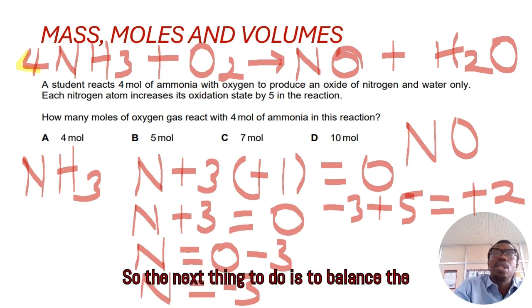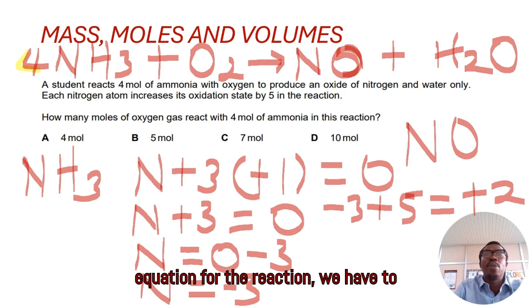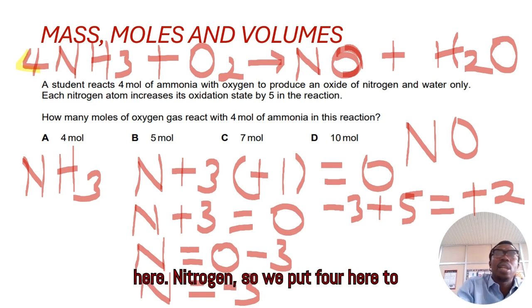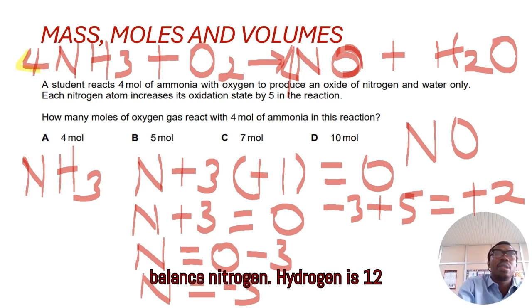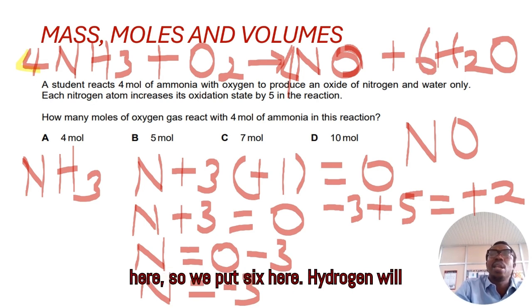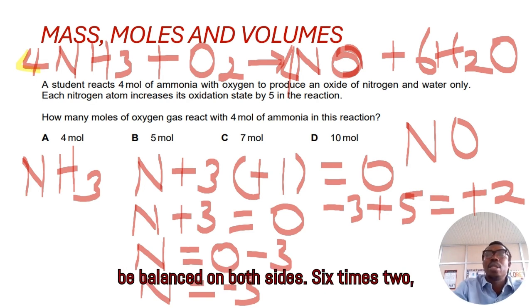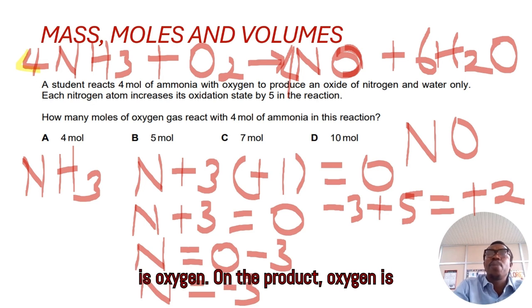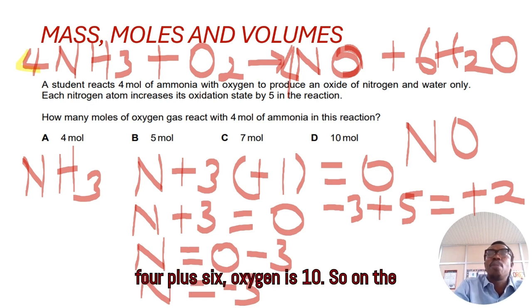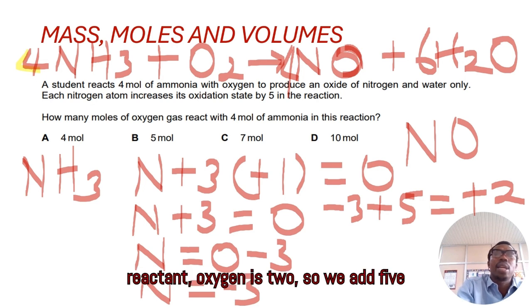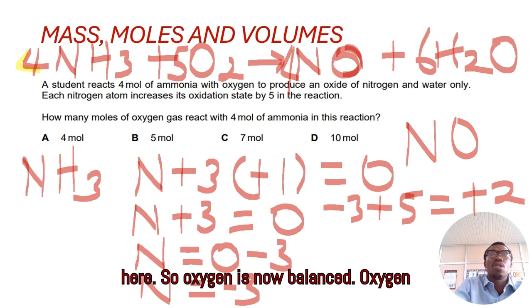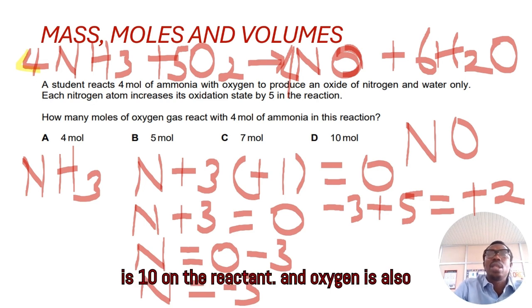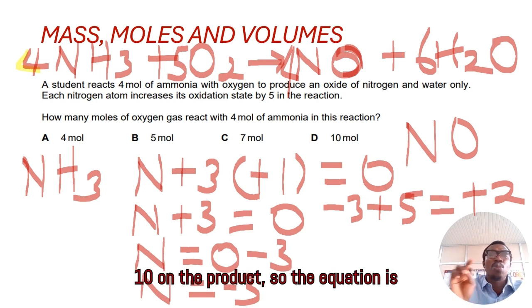So the next thing to do is to balance the equation for the reaction. Nitrogen is 4 here, so we put 4 here to balance nitrogen. Hydrogen is 12 here, so we'll put 6 here. Hydrogen will be balanced on both sides: 6 times 2 is 12, 4 times 3 is 12. So what is left is oxygen. On the product side, oxygen is 4 plus 6, which is 10. On the reactant side, oxygen is 2, so we'll add 5 here. So oxygen is now balanced: oxygen is 10 on the reactant side, and also 10 on the product side. So the equation is balanced.